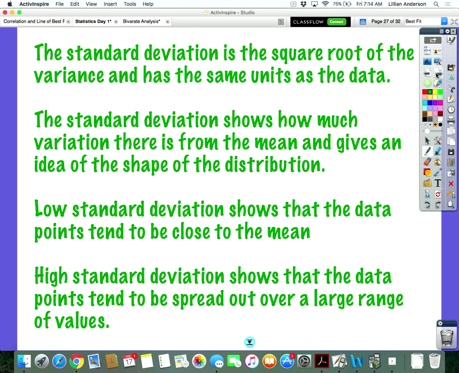Remember that variance is the square of standard deviation. As you can see here, standard deviation is the square root of variance. So variance is standard deviation squared, and of course it has the same units as the data. Standard deviation shows how much variation there is from the mean and gives an idea of the shape of the distribution. Okay, so a lower standard deviation shows the data tends to be closer to the mean, versus a higher standard deviation shows that the points tend to be more spread out over a large range of values.